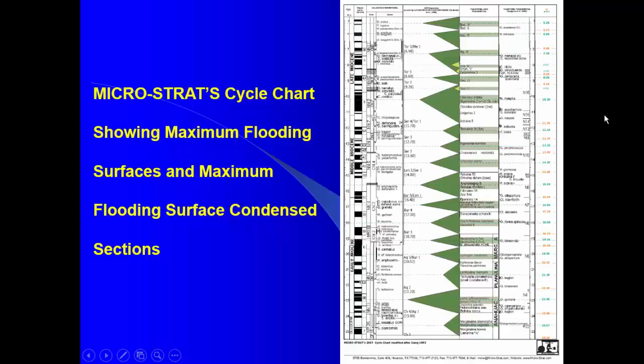And this is the cycle chart that we use. These shaded areas on this chart, the Miocene, are the condensed sections. So they're thickness of rocks. The maximum flooding surface is the peak of this triangle, and if you back that up, that's the age of that maximum flooding surface. And the larger the triangles, the more important the maximum flooding surfaces are.